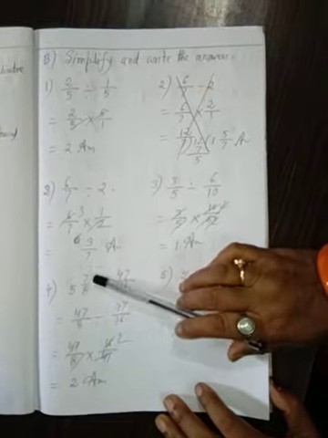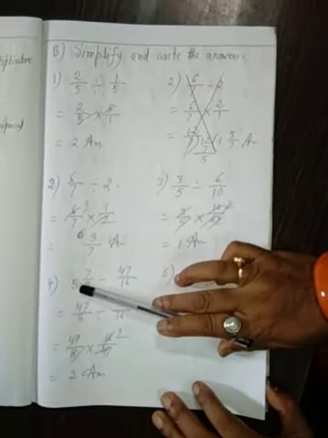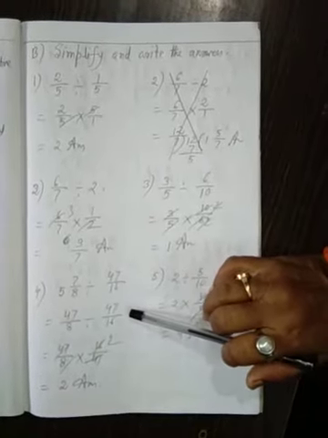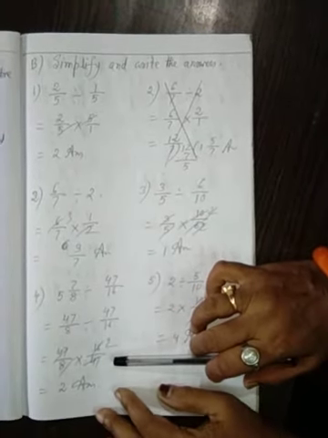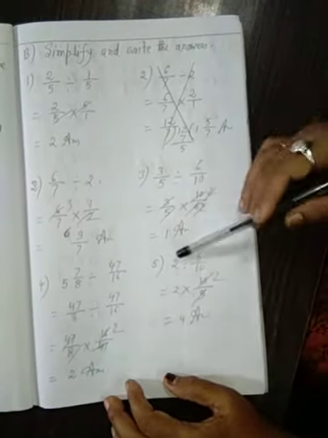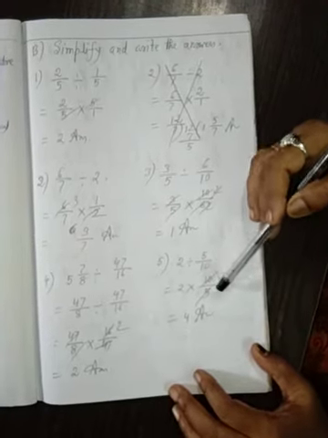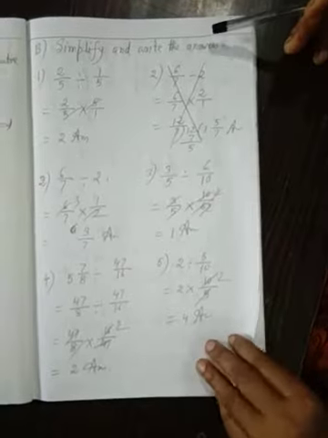4. 5 7 by 8 divided by 47 by 16. 5 8s are 40 plus 7 is 47 by 8, divided by 47 by 16. That is 47 by 8 into 16 by 47. 47 and 47 cancel, 8 2s are 16. The answer is 2. 5. 2 divided by 5 by 10. That is 2 into 10 by 5. 5 2s are 10, so that is 2 into 2. The answer is 4.